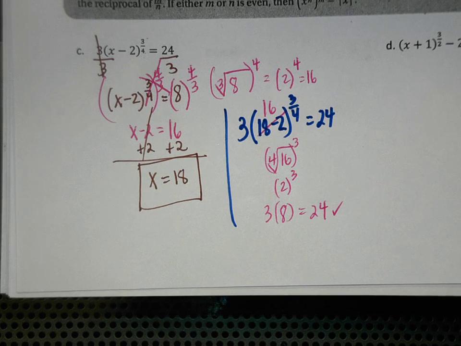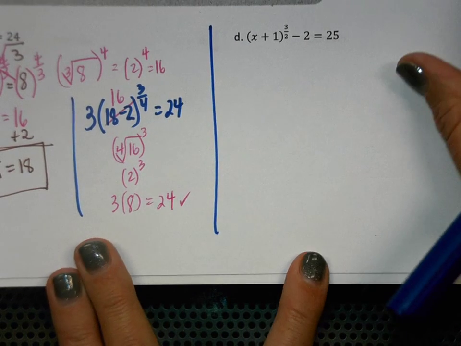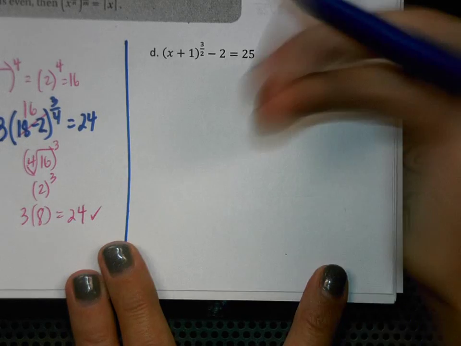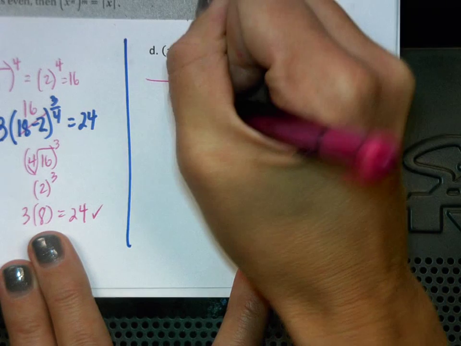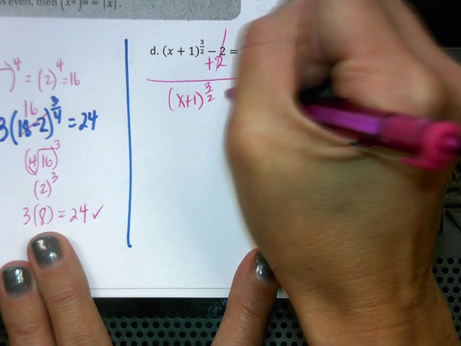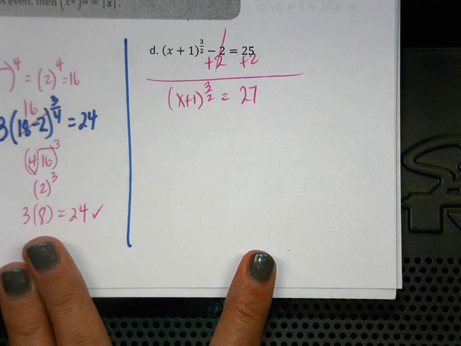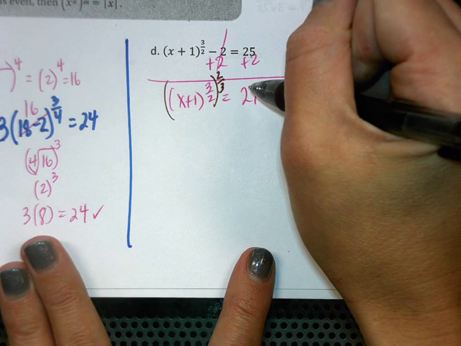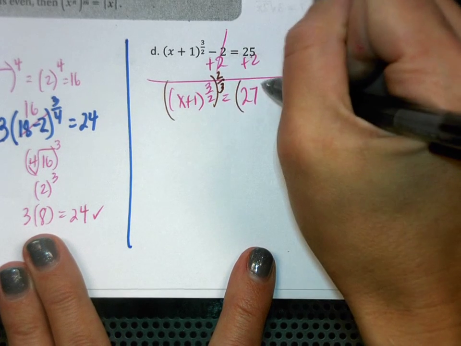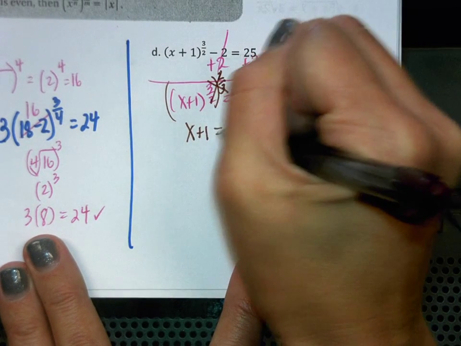I thought you were originally talking about this 3. Okay, D. Is the exponent or root by itself? No. What do we do? Add 2 to both sides. Okay, so this cancels. I have x plus 1 to the 3 halves equals, and 25 plus 2 is 27. Okay, how do I get rid of the 3 over 2 power? Raise it to the reciprocal, which is 2/3, and whatever I do to one side, I have to do to the other. Very good.